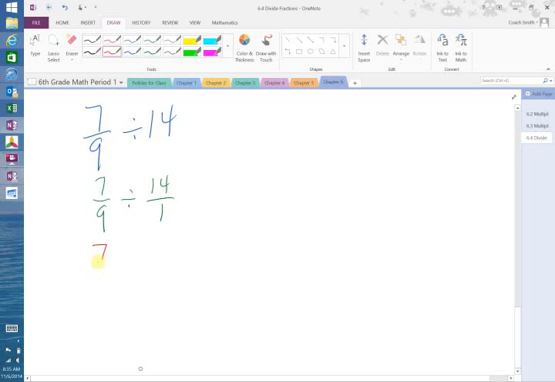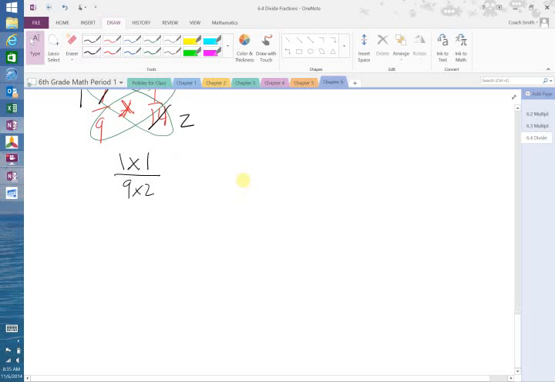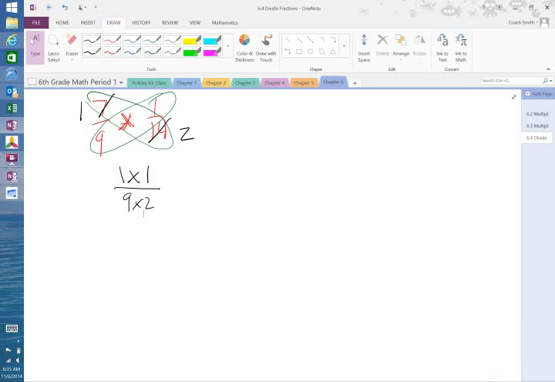Next step, 7 over 9 times 1/14. That would be the second step. And then the third step: is there a common factor between 1 and 9 besides 1? No. Is there a common factor between 14 and 7? 7. So, 7 goes into 7 one time, 7 into 14 two times. So on top I have 1 times 1. On bottom I have 9 times 2, which means I have 1/18.